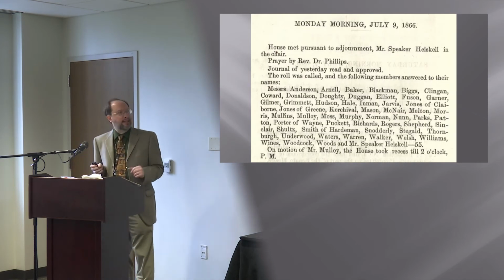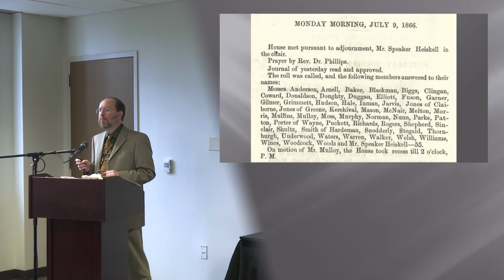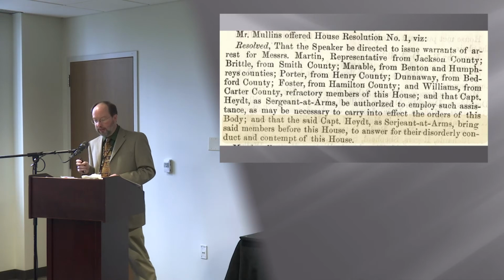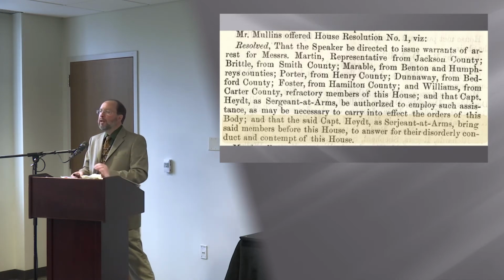On July 9th, 1866, there were 55 House members present, but 56 needed for the quorum. Representative James Mullins then offered a resolution directing Speaker of the House Heiskell to issue warrants of arrest for the refractory members of this House, and that Captain William Hite, as Sergeant-at-Arms, be authorized to employ such assistance as may be necessary to bring said members before this House. But without a quorum, could the resolution actually be adopted?